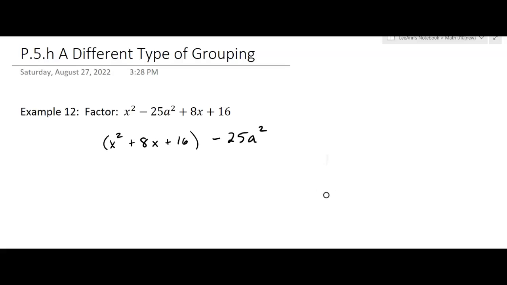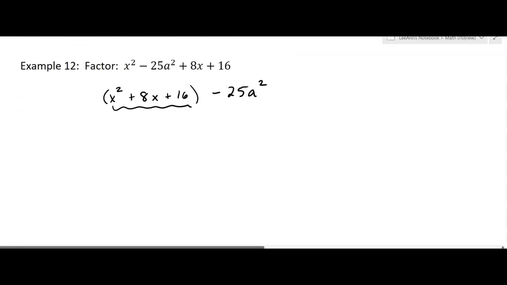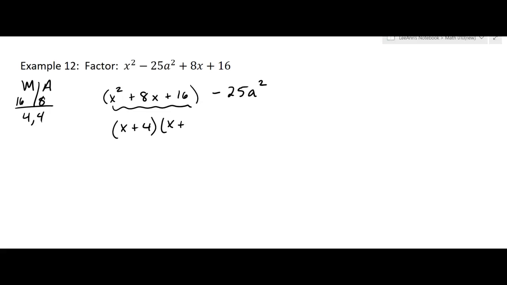All right, this trinomial, that's actually a perfect square trinomial. It actually factors. You can come up with 2 numbers that multiply to be 16 and add to be 8. 4 and 4, right? Okay. So it factors into x plus 4 times x plus 4.